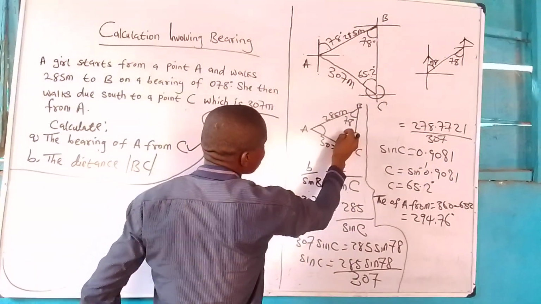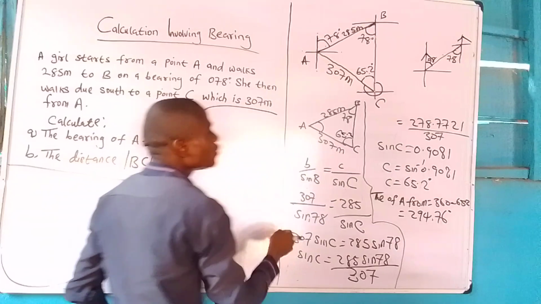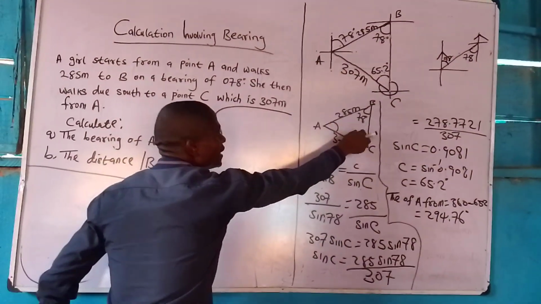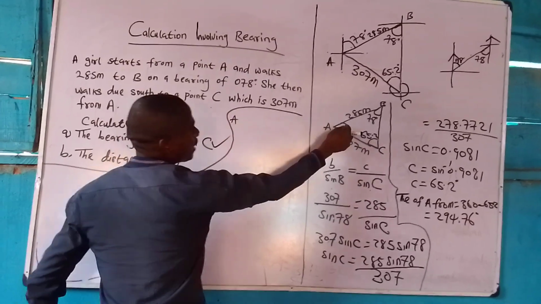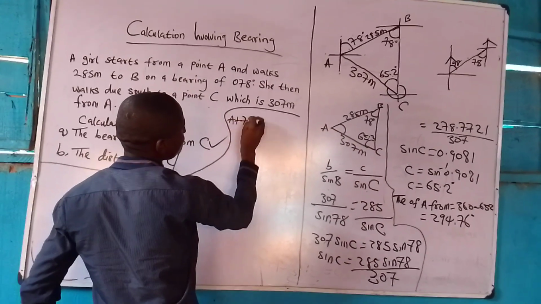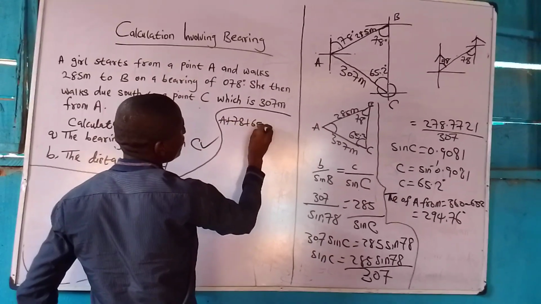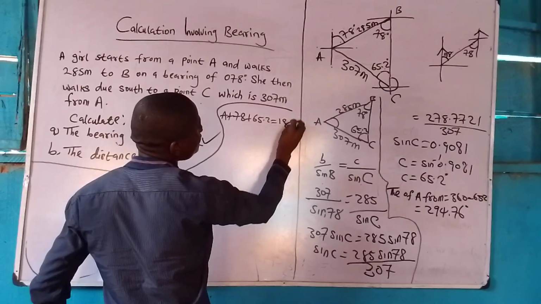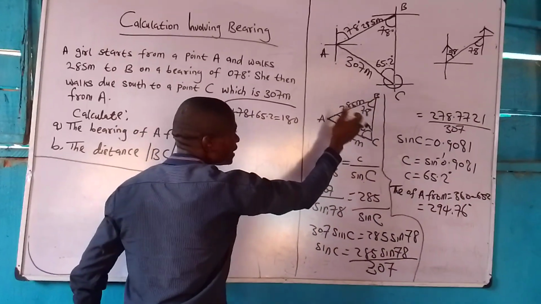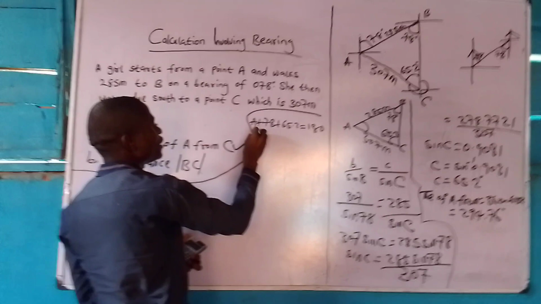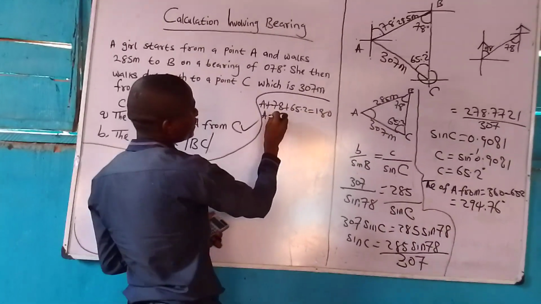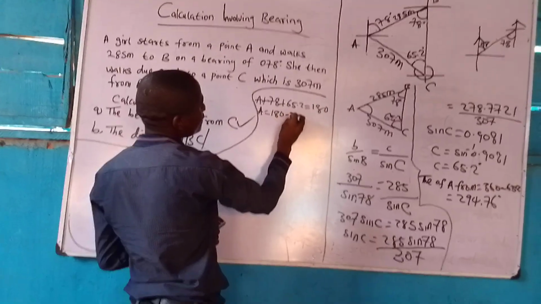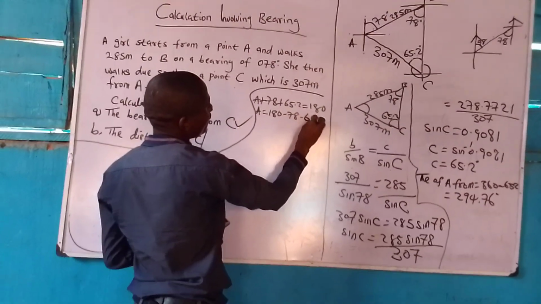Since I've gotten here to be 65.2, we just apply sum of angles in a triangle. That would be the angle A we are looking for plus 78 plus 65.2 equal to 180. The reason is that the sum of angles in a triangle is equal to 180. Now what are you going to do? Just let me do it straight: 180 minus 78 minus 65.2.